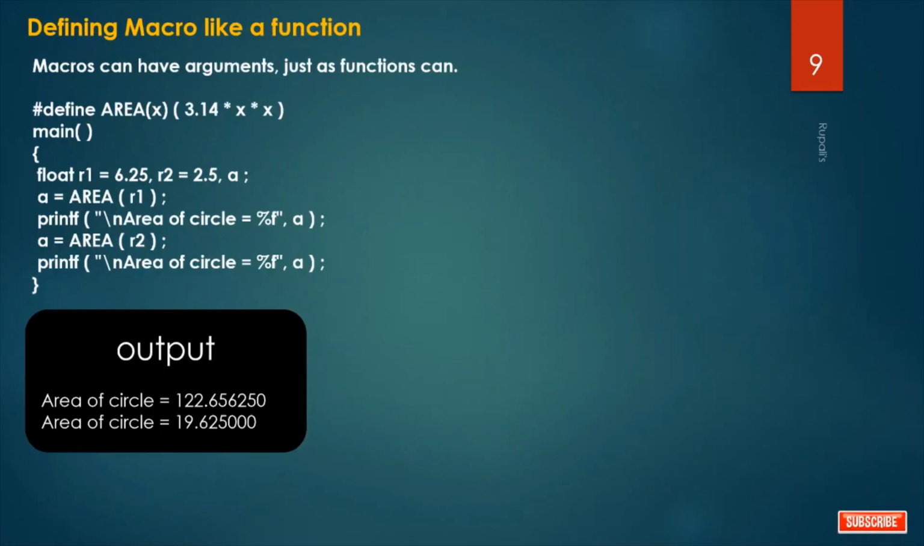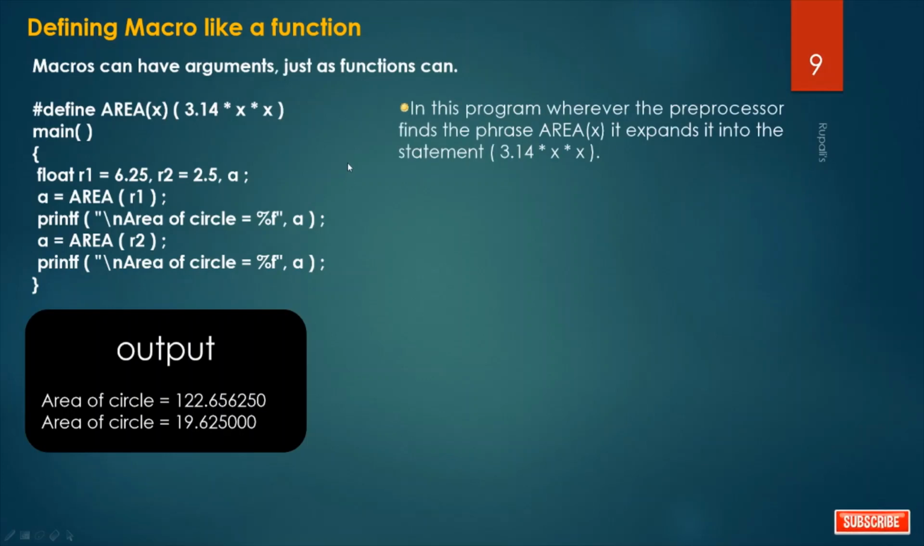Sometimes a macro works like a function. So, how can you define a macro like a function? Macros can have arguments just as functions can. See here, #define AREA(x) expanded by 3.14 into x. In this program, wherever the preprocessor finds the phrase AREA(x), it expands into the statement 3.14 into x.